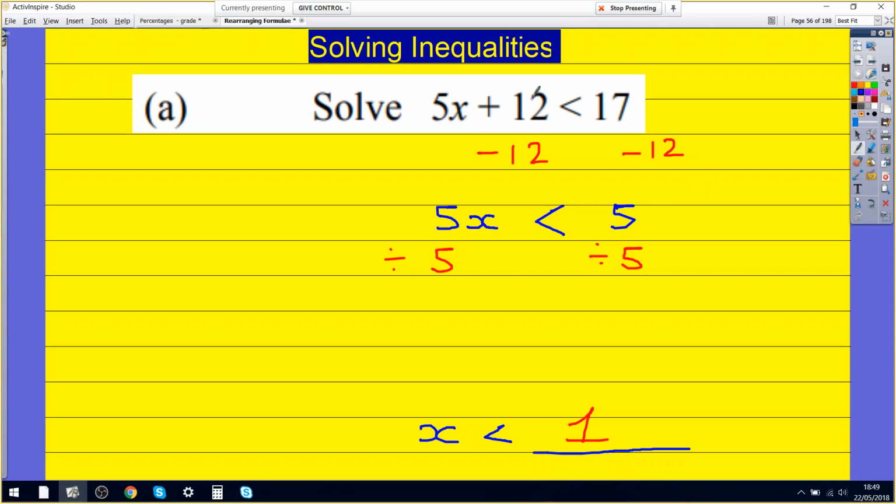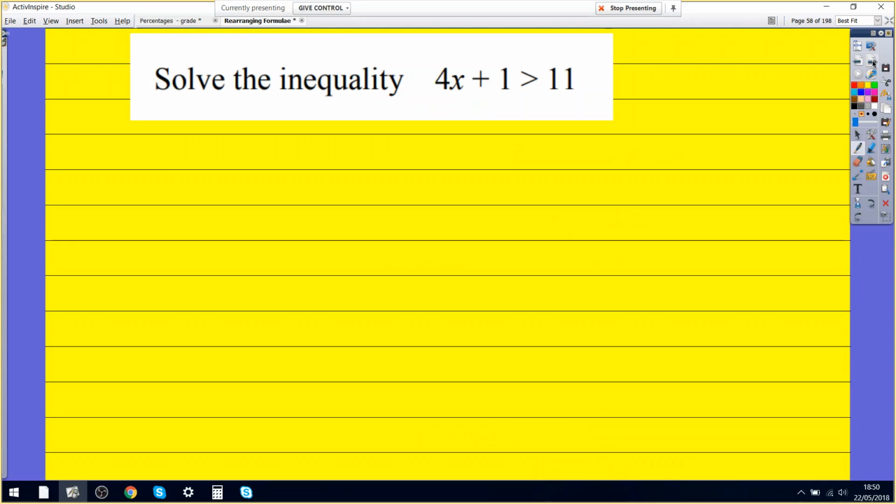You subtract the 12 first, and then you divide the 5 second. So you're always doing the opposite. That's plus 12, so to get rid of it we have to do minus 12. That's times 5, so to get rid of it we have to do divide by 5. And so instead of having 5x plus 12, we have just x. Any questions there? No. Okay, and we're always trying to just get x by itself.